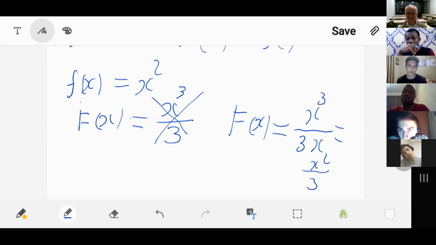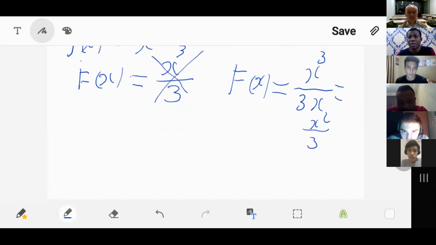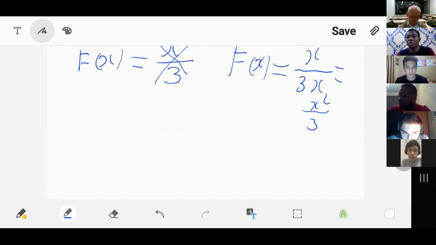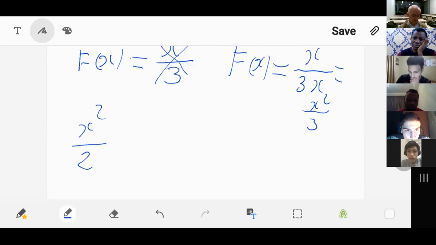X squared divided by... No. By derivative of x cube. The derivative of x cube is 3x squared. What, Sandro? X squared divided by 2? Let's try, Sandro. It should be x squared divided by 2. Raymond, let's first check Sandro's hypothesis. X squared divided by 2. Let's find this derivative.